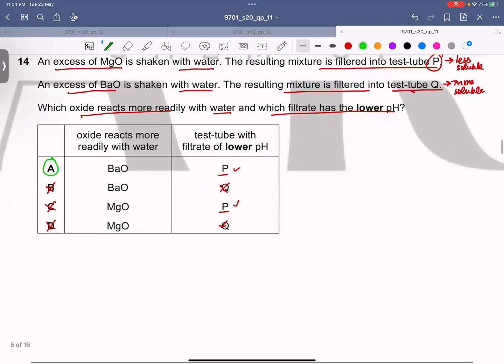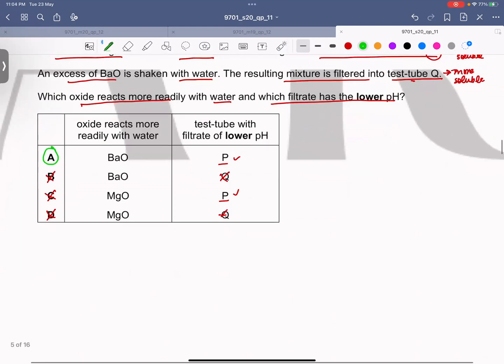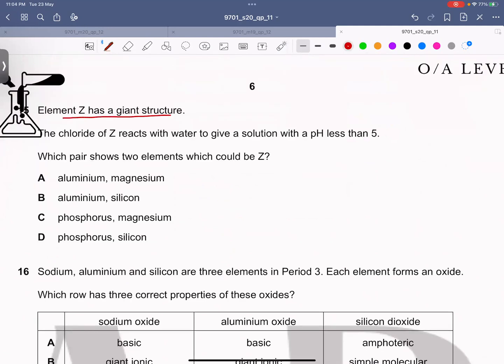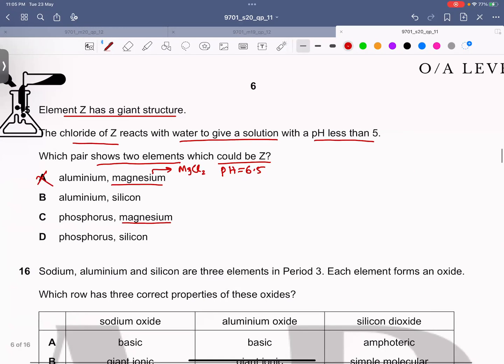Now, question number 15. They are talking about an element. The chloride of Z reacts with water to give a solution of pH less than 7. Which pair shows two elements which could be Z? If you recall, magnesium chloride has a pH of around 6.5. So A goes wrong. Here magnesium, and for the same reason, C goes wrong. Now we are left with B and D.